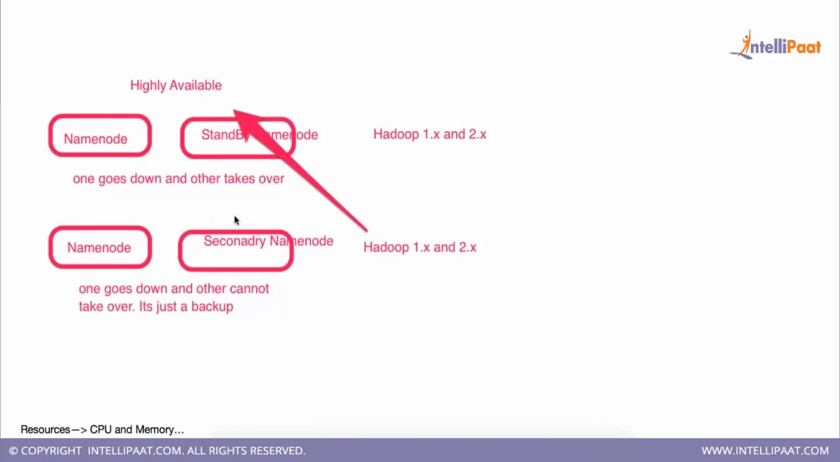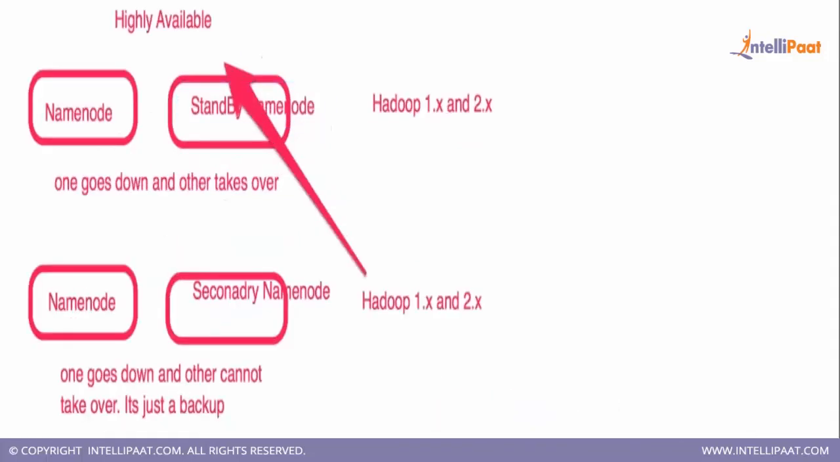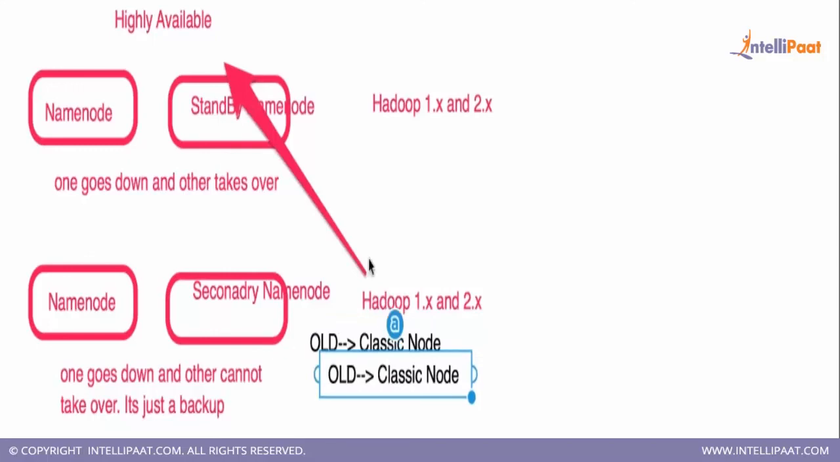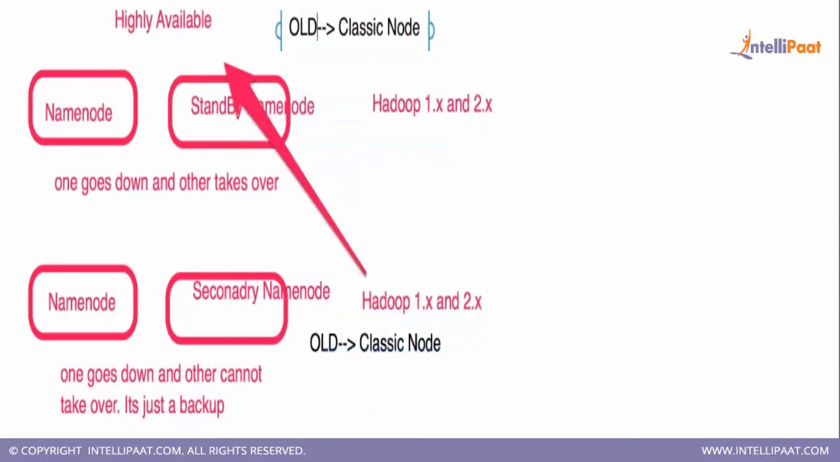Now that's not the case. There are two different architectures. Let me go back to this diagram, and let's just say that they are completely different. The old way is, in the real world, called classic mode. When people use it, they'll say the name node is configured in classic mode, and the other is called high availability. They are completely different.